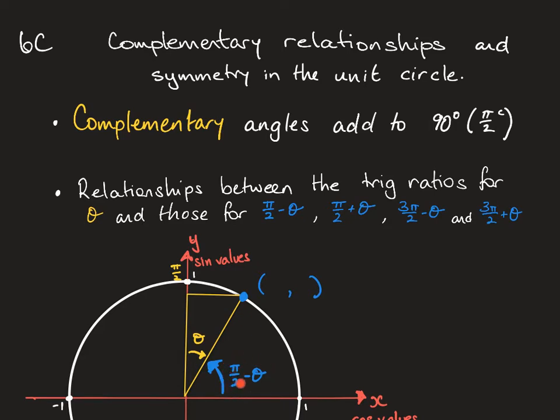So if you add pi on 2 minus theta and theta, you'll get pi on 2. So this makes these two angles here complementary angles. So what's the relationship between sine, cos and tan for theta and sine, cos and tan for this angle? Let's have a look.